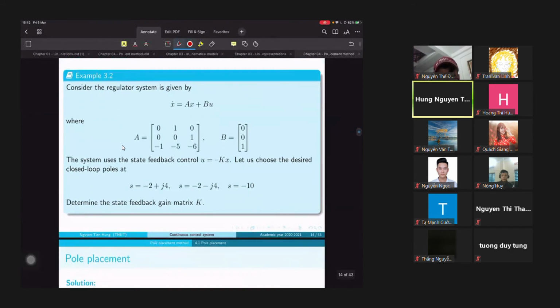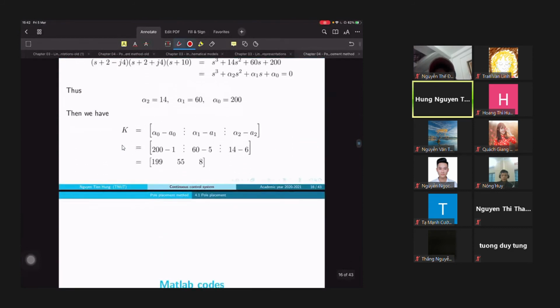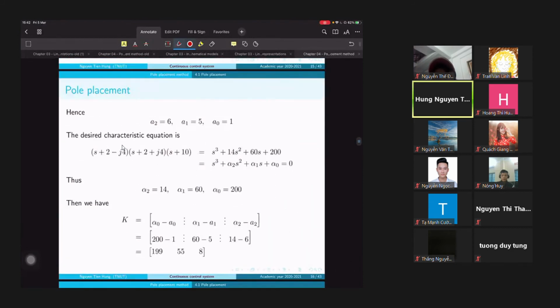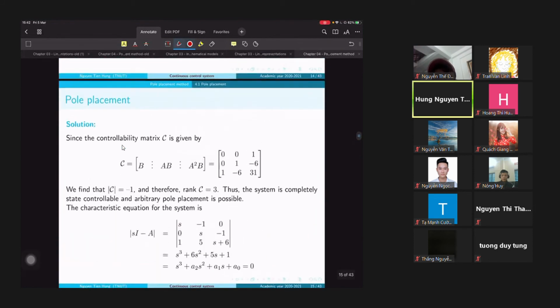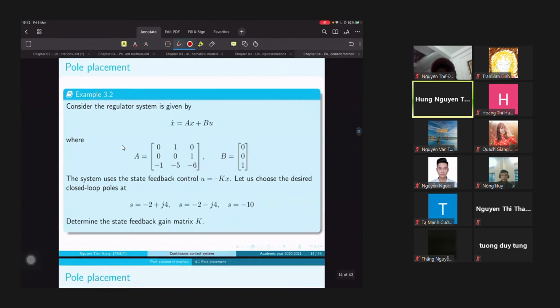Okay. So now please look back to your slide and proceed with this example 3.2. Because you practiced on this, I think there's nothing difficult for you in the example. But I will use it for illustrating MATLAB code. So I will explain this a little bit, and then we will use the MATLAB code for this.